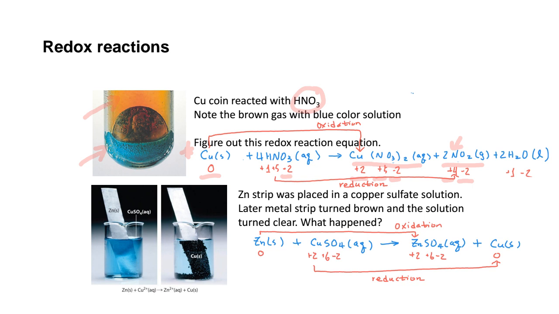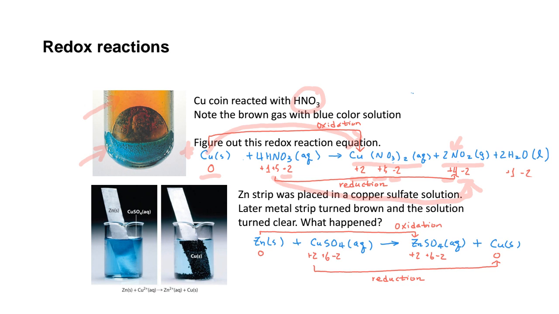Now, when you look at the oxidation number change for the copper here, 0 to +2, we can say that the copper was oxidized. On the other hand, when you look at the oxidation number change in nitrogen, from +5 to +4, the oxidation number has been reduced, right? So therefore, this is the reduction process. Apparently, this reaction is a redox reaction.